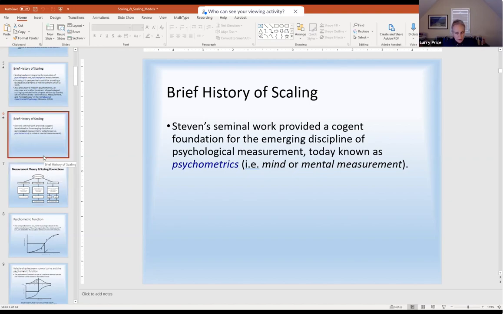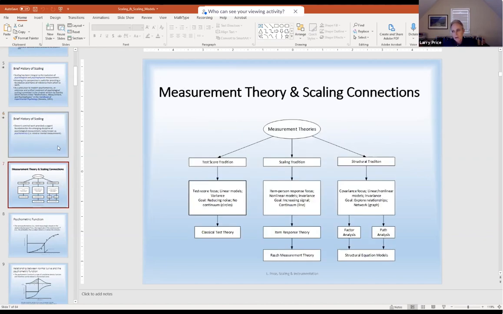And as I said, he, of course, published those papers on the measurement scales as part of his work in the mid-20th century. Then this slide is a duplication of the one we talked about earlier before lunch. But again, it just reminds you of the different traditions we're talking about: test score tradition, scaling tradition, structural tradition.